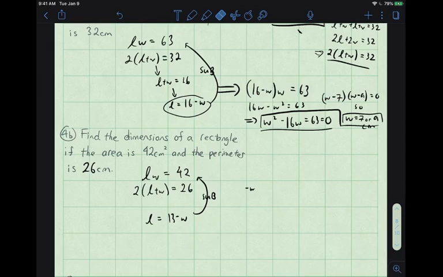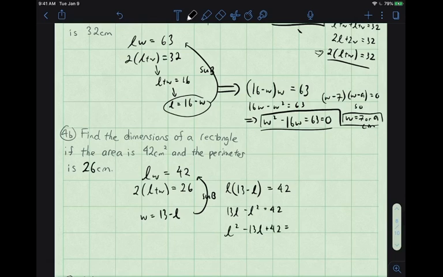Oh, let's try this. Why don't we solve for the other one this time to see that it works? Let's solve for W. 13 minus L, times L equals 42. 13L minus L squared equals 42. L squared minus 13L plus 42 equals 0.